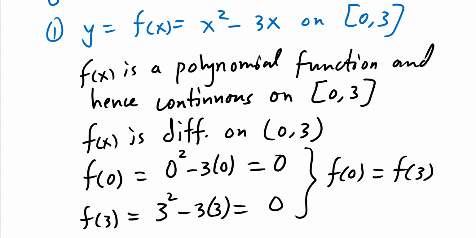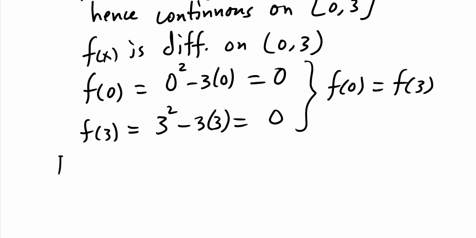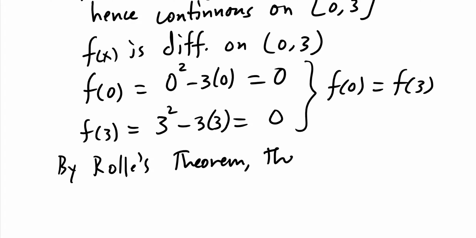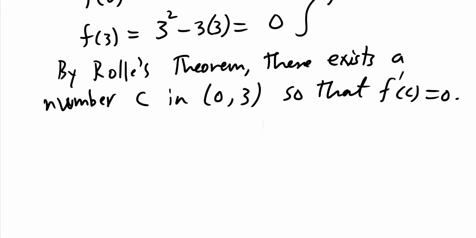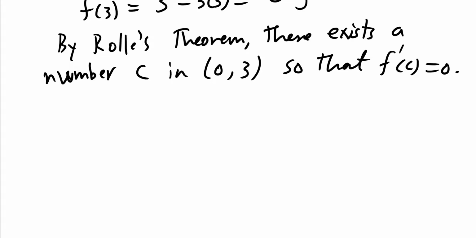This means now we can say, by Rolle's theorem, there exists a number C in the open interval 0, 3 so that f prime of C is 0. This statement here will help us to find out the values of C.